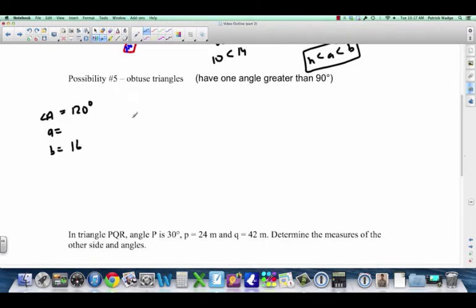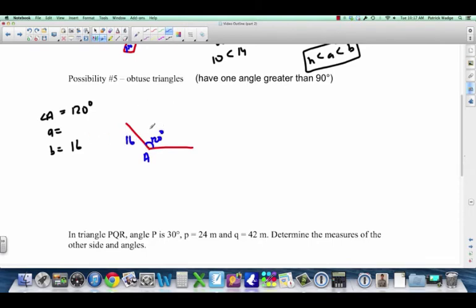Okay, so if we were to draw that, 120 degrees, you better make sure you draw it bigger than 90. If you draw it less than 90, you're going to get this one wrong. So this is your angle A, and it's 120 degrees, and then we're going to name this side just like we always do, and that side cannot be A, it has to be B, so this is 16.